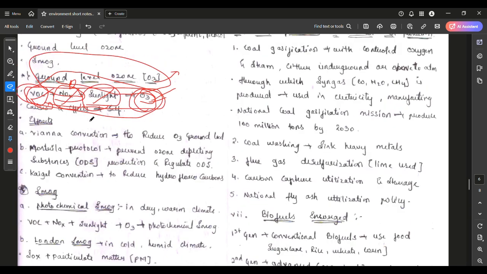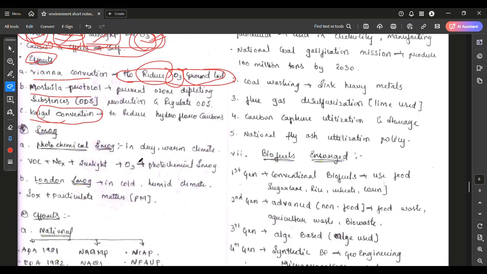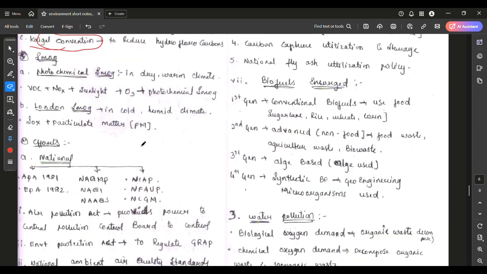Okay, and to control this ground level ozone, there are some efforts. You can see Vienna Convention, Montreal Protocol, Kigali Convention, and I also elaborated on what important measures were taken in those conventions. In the Vienna Convention, they talk about reducing ground level ozone. Like that, you can explain each and everything, friends.